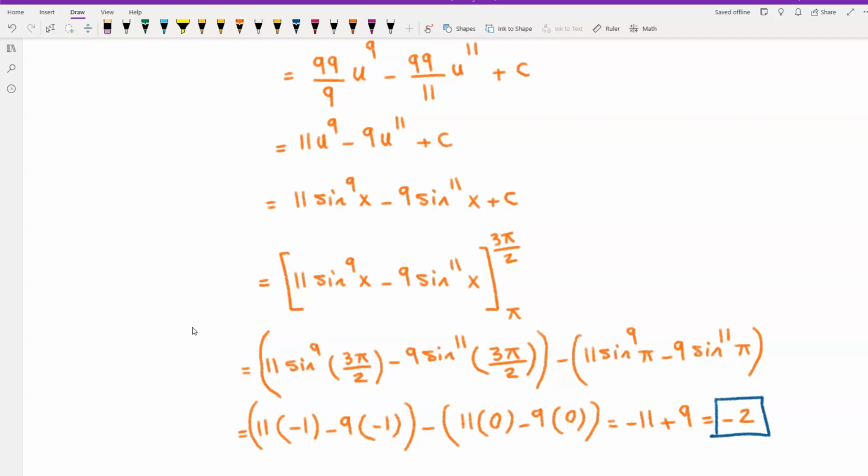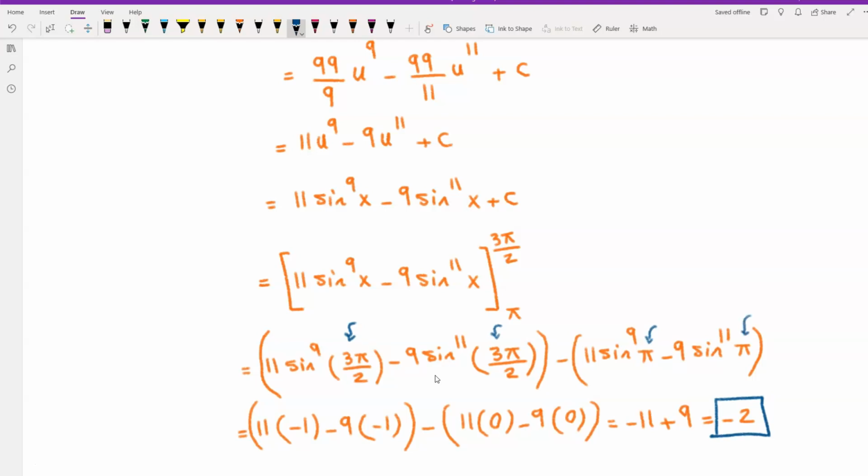First using 3 pi over 2, and then subtract and use pi instead of x. So we have 11 sine to the 9 power. Here we have 3 pi over 2 minus 9 sine to the 11 power. Again, here instead of x we have 3 pi over 2 minus 11 sine to the 9 power. X is pi minus 9 sine to the 11 power.